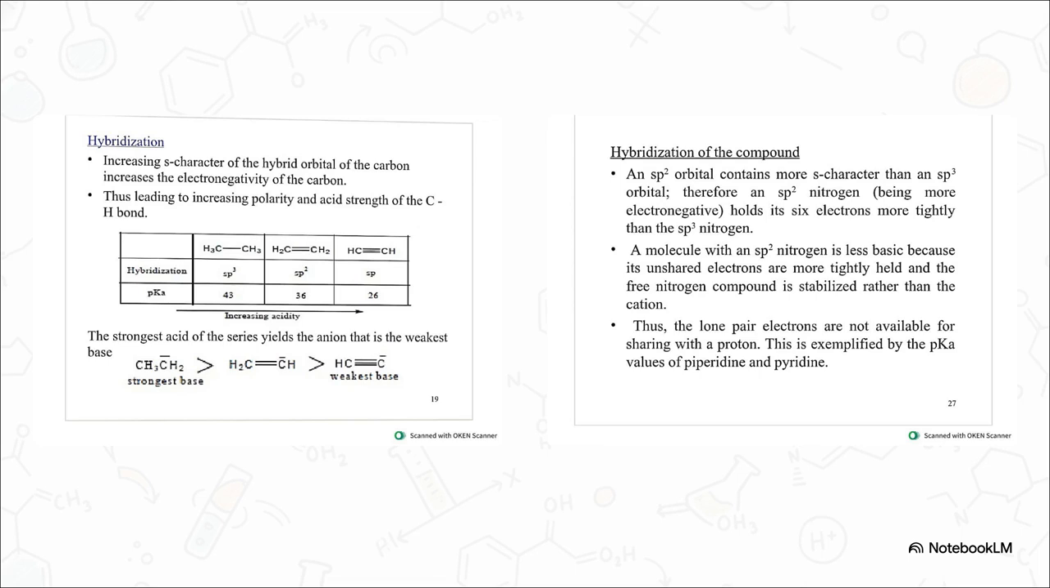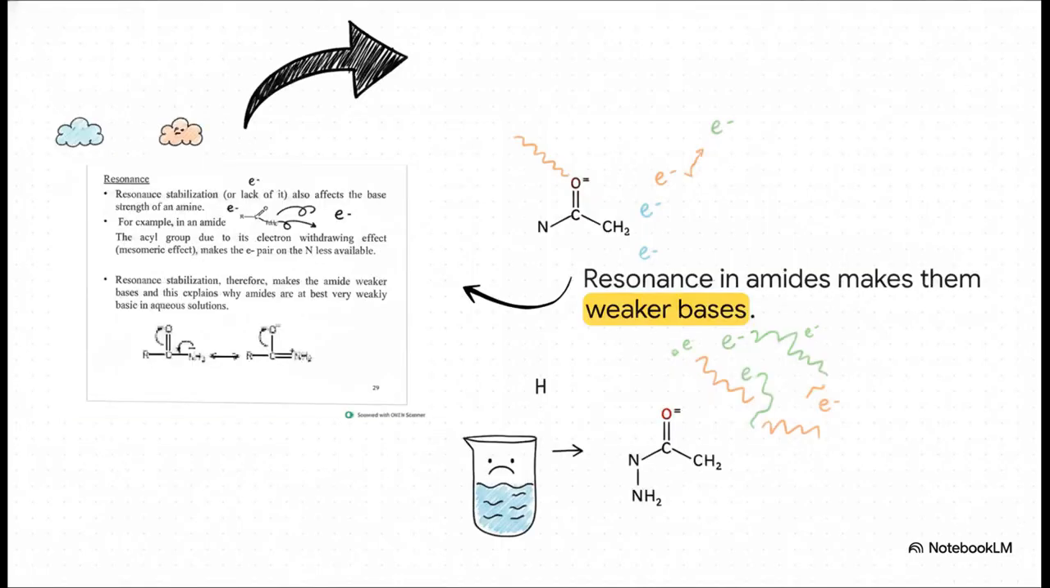An sp3 hybridized nitrogen holds its lone pair less tightly than an sp2 nitrogen. Because those electrons are kind of loose and less restricted, they are way more available to be shared with a proton. So an sp3 hybridized nitrogen actually makes a stronger base. Crazy, right? Resonance pulls a fast one on us here too.